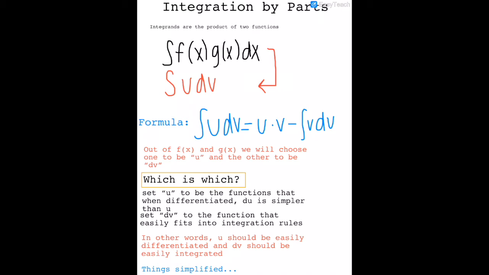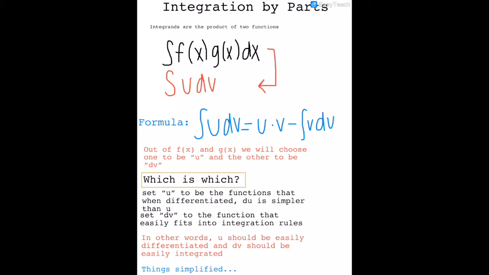Integration by parts. So in integration by parts, the integrand is the product of two functions, f of x and g of x. But to visualize this better, we are going to make this into the integral of u times dv. And the formula to solve integrals by integration by parts is the integral of u dv equals u times v minus the integral of v du.